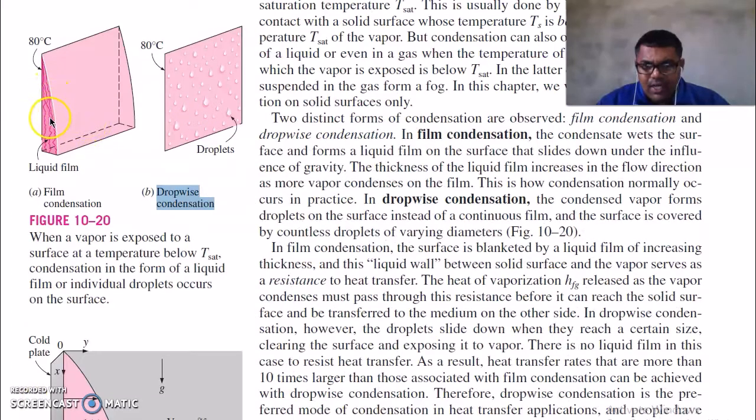In film condensation, the surface is blanketed by a liquid film of increasing thickness, and this thickness acts as a resistance to the heat transfer. The heat of vaporization hfg released as the vapor condenses must pass through this film for further condensation of the vapor. So film condensation is not a desirable mode of condensation. Dropwise condensation is preferred. It is found that the heat transfer is more than 10 times that of film condensation. So dropwise condensation is the preferred mode of condensation.